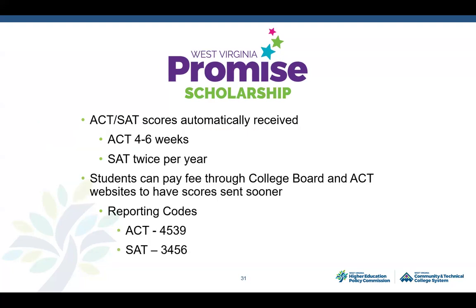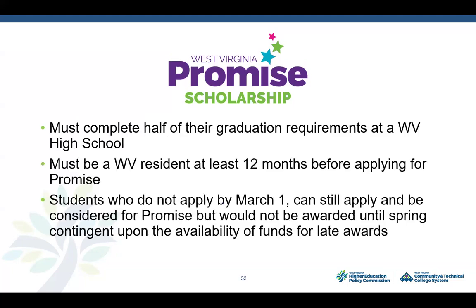We automatically get your scores from ACT usually 4 weeks after the test. For SAT, they only send us the scores twice a year, in January for the fall scores, in July for the spring scores. So I really encourage you for the SAT to list our SAT code when you're registering of 3456 so that we can get your score sooner. If we don't get your score sooner and you want to be considered and not have to wait until SAT sends us, then you have to pay an additional fee. So we really encourage you as you're registering to list our code of 3456 on the SAT, since we only get the scores automatically twice a year.